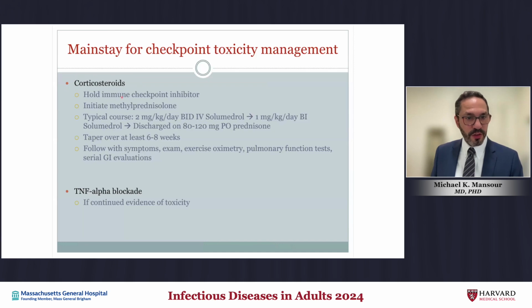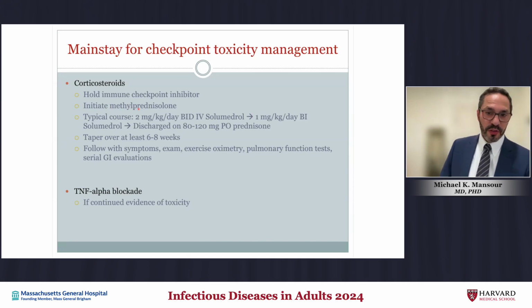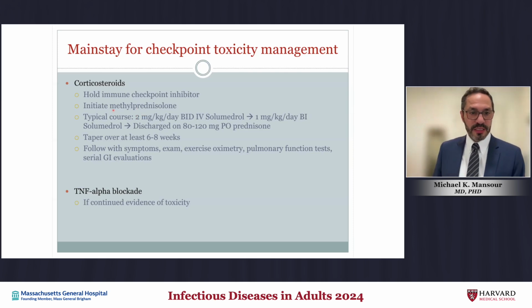And so the first thing is to hold the immune checkpoint inhibitor treatment. And then what's used are incredibly hefty doses of corticosteroids. These are not small doses at all. These are really intense, very high amounts of methylprednisolone with very prolonged tapers, often out to 2 months, with serial examinations to ensure that someone doesn't progress to worse organ dysfunction.